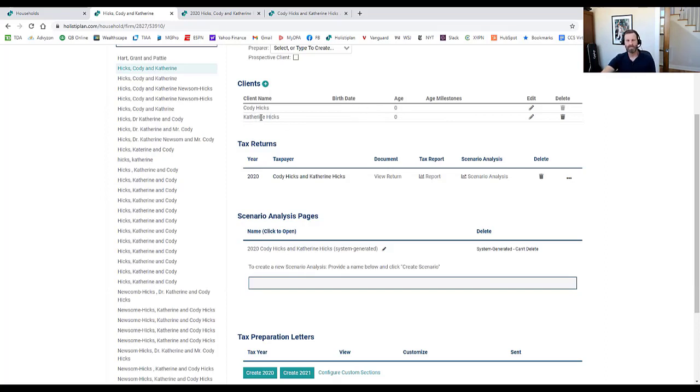For Cody and Catherine, it's not that big of a deal because of their age. There's not too many age-related things that happen when you're in your late 30s or early 40s from a tax point of view. But if these were older folks, Holistiplan would actually prompt you, the planner, to say, hey, you might want to start thinking about Social Security because they're eligible to start taking it next year. Or, clients over 70 and a half are eligible to do qualified charitable distributions. That might be something you talk to them about. Or retirement distributions are going to start since they are turning age 72 this year. You're not going to see any of that with these particular clients, but just be mindful of that.